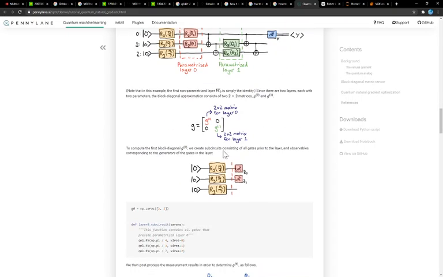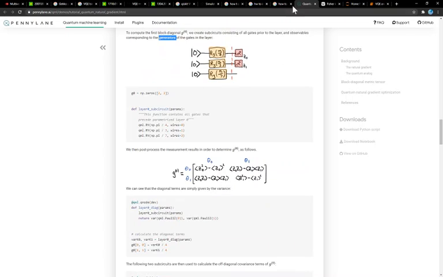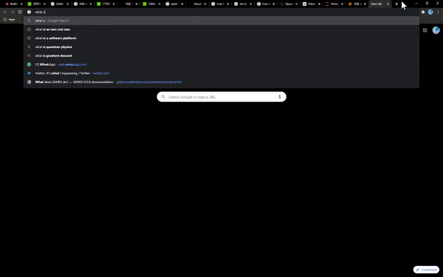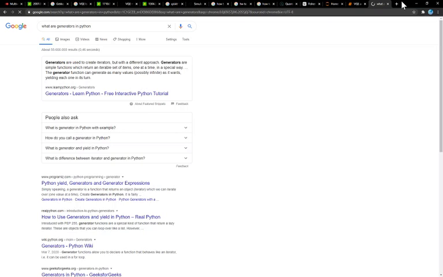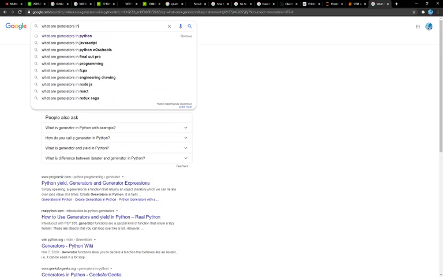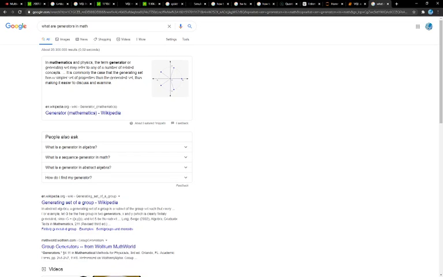So create subcircuits consisting of all the gates prior to the layer and observables, so the generators of the gates in the layer. What are generators? In math, it's a generating set that has a simpler set of properties than the generating set. Okay.